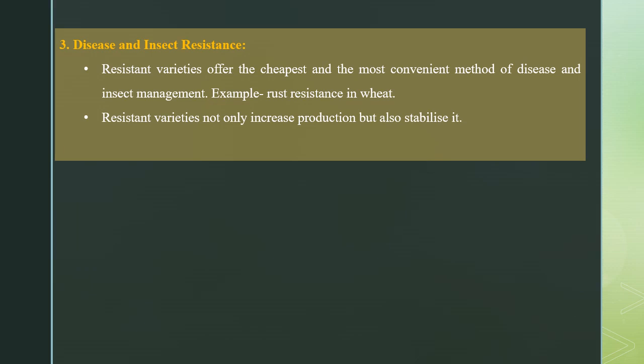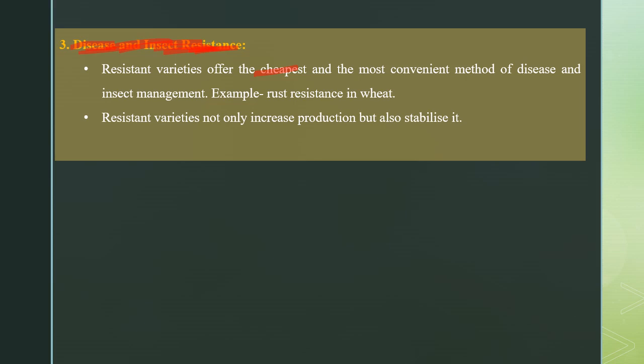After that, disease and insect resistance is also one of the most important criteria for breeding. Resistant varieties are often the cheapest and most convenient method to increase the yield as well as for disease or insect management. For example, rust resistance in wheat. You know that rust in wheat is one of the major players diminishing its yield by a huge amount. We can use a variety of ways, like mechanical control, biological control, etc.